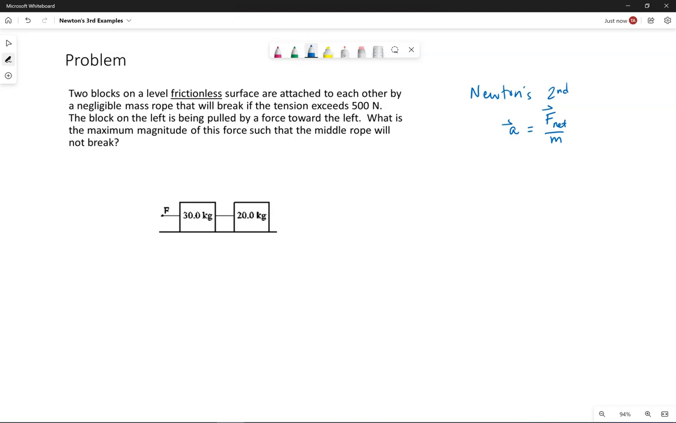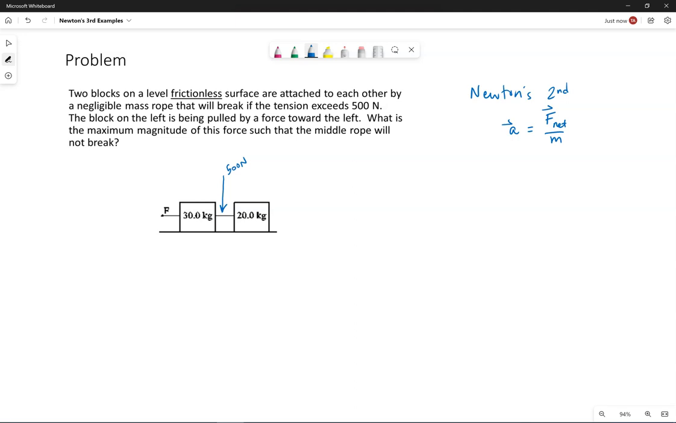So we have our two blocks on this frictionless surface attached by a rope with negligible mass. That's so that we don't have to account for the force of gravity acting on that rope. It tells us that this rope in here will break if the tension exceeds 500 newtons. The block on the left being pulled by a force towards the left, we want the maximum magnitude of this force such that the middle rope will not break.